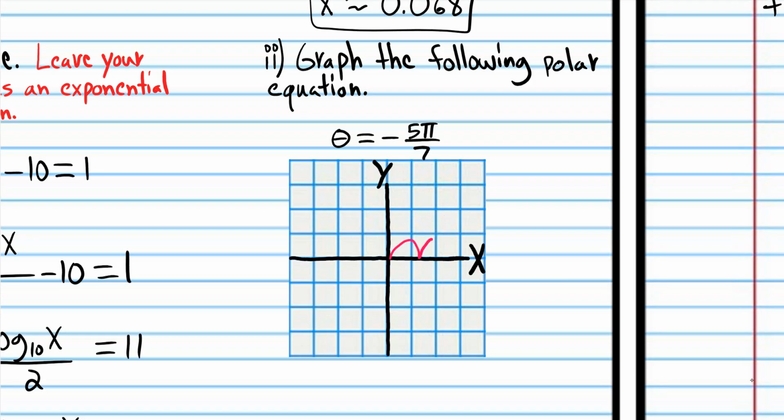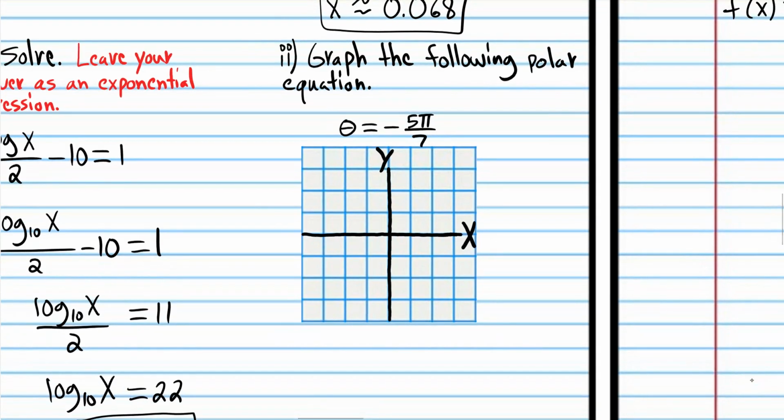If we have a positive r value, we count out a certain number of units, and then we rotate negative 5 pi over 7. All right, we get our point here. But if we have a negative r value, we go out this way and rotate negative 5 pi over 7, and we get here. You connect the dots, and then you have your line. Doesn't matter what the r values are, the theta value is going to make it to where the points always land on the same line.